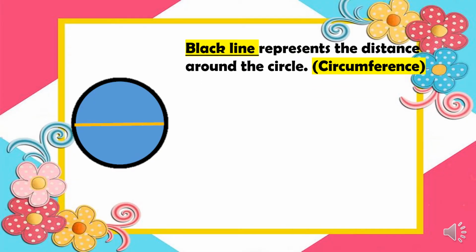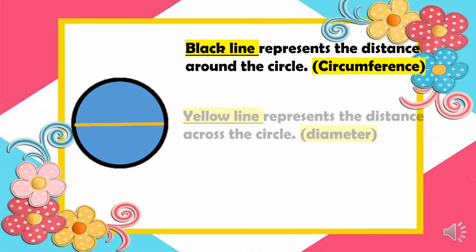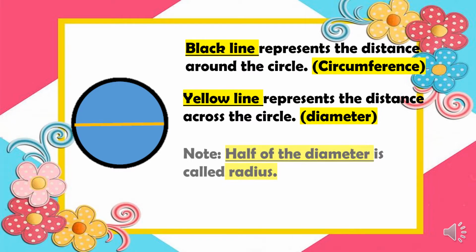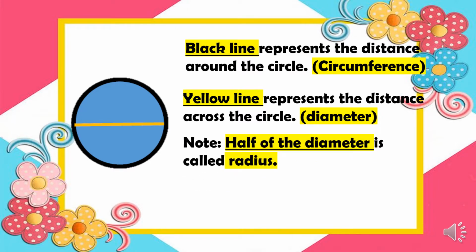The black line represents the distance around the circle, and we call that the circumference. And the yellow line represents the distance across the circle, and we call that the diameter. Note that half of the diameter is called the radius.